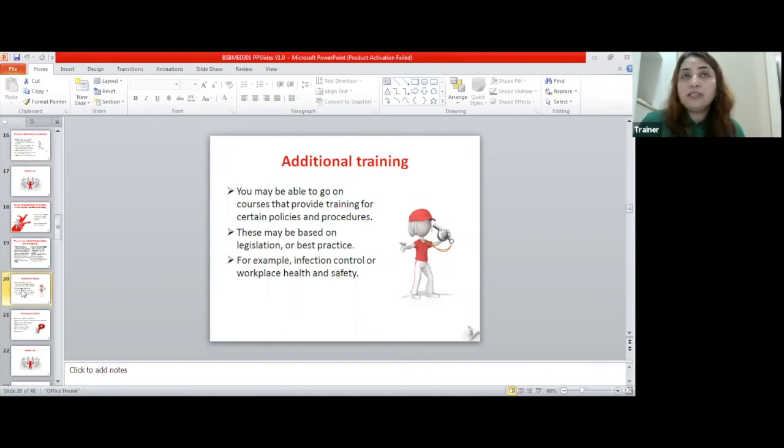Also, most places have 3 days supernumerary. 3 days supernumerary means you work with somebody for 3 days. You don't take your own patients alone, so that you get used to that place and avoid any kind of mistakes. All right. And all these additional trainings are based on legislation, that means laws, or best practice. That's why it's different in different organizations. It's not always the same. They do what they think is best for their facility.